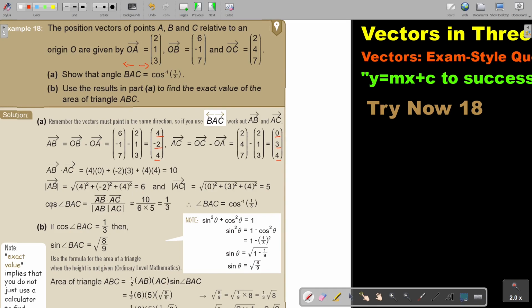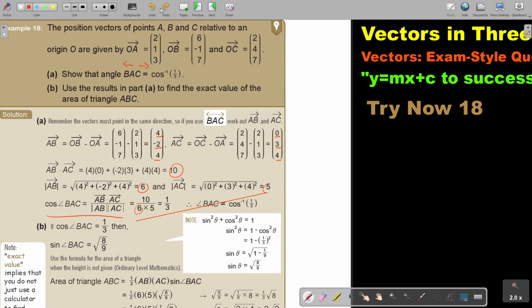So then I have cos of angle BAC. Now I start with the formula. Cos of angle BAC, and there is my 10, there's my scalar product. There is my magnitude, do you see? There is my magnitude. That is equal to a third. Okay, that ratio is equal to a third. So angle BAC equals cos inverse of this, and that's what they said. Angle BAC is equal to that, and this is the way I write it.